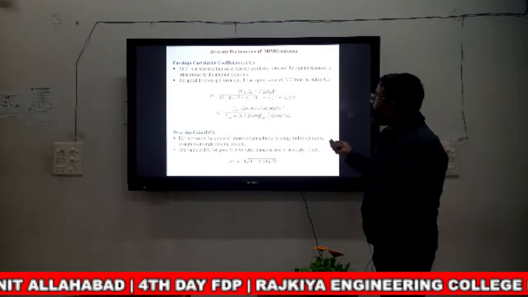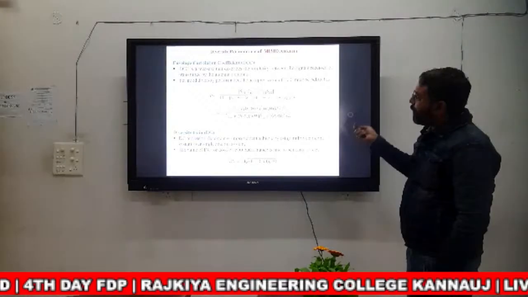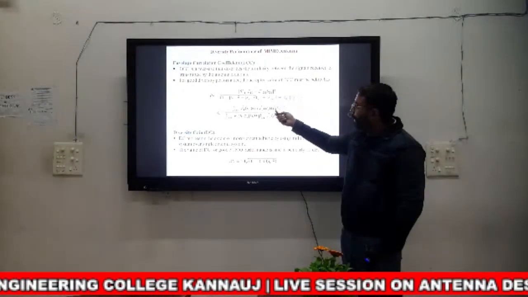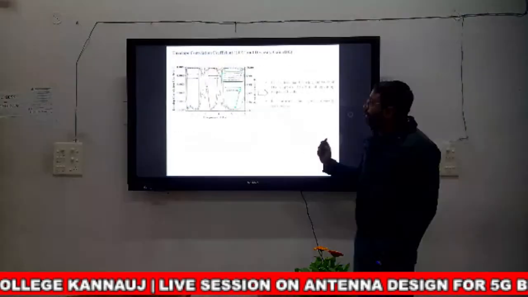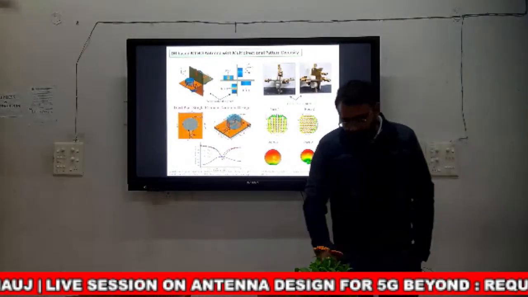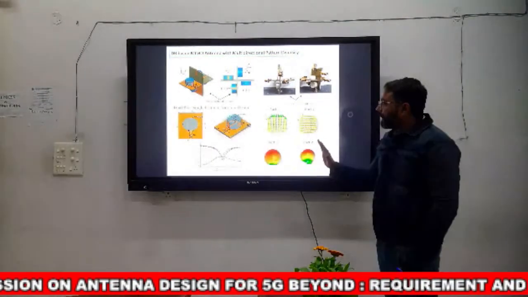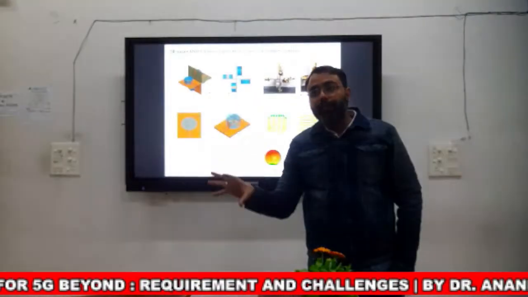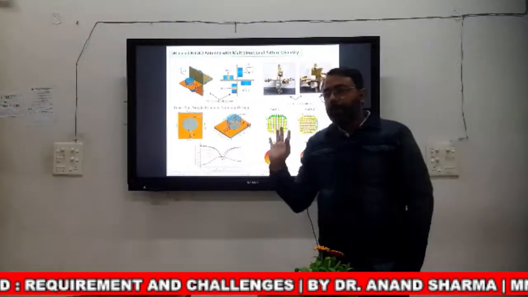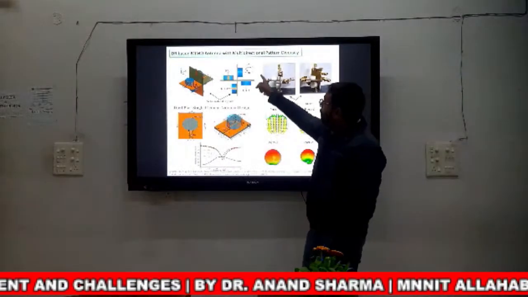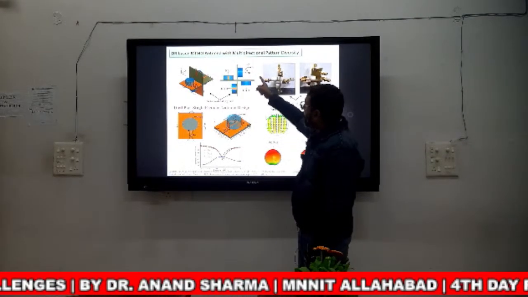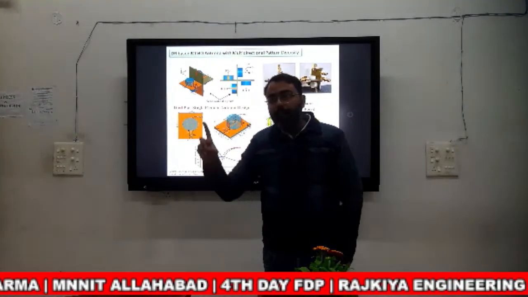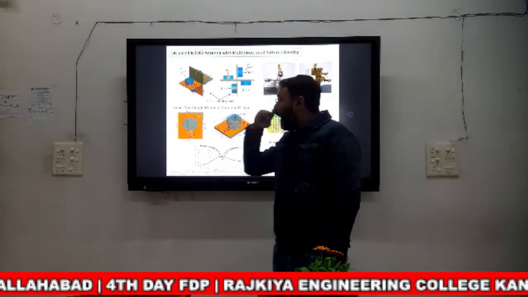Now come to that part: isolation can be enhanced by two things. One is the S parameter, another one is the far field parameter. We have discussed mutual coupling reduction or isolation enhancement using the S parameter. Now come to the far field parameter. How can we reduce the coupling of different antennas in the far field?